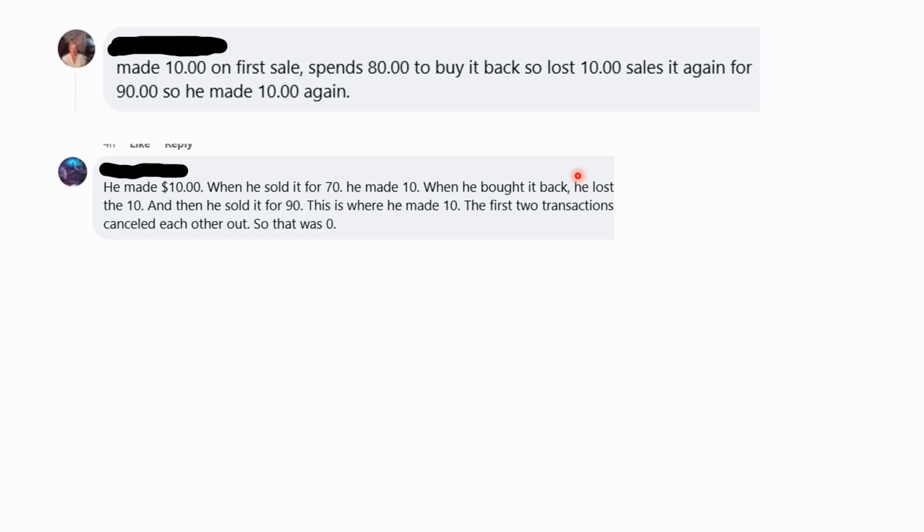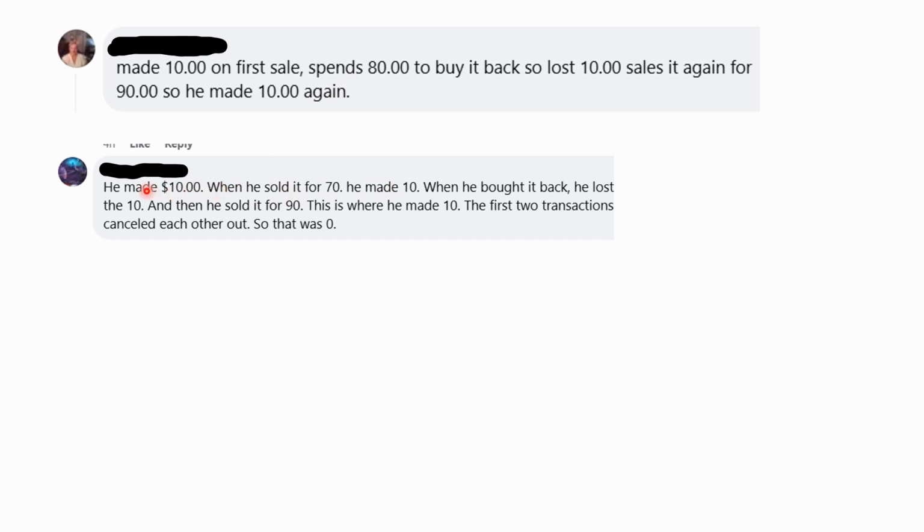I see $10. A lot of people are saying you only made 10. This is probably the most common answer that I see. Made $10 in the first sale, spends 80 to buy it back, so lost $10, sells it again for 90, so he made $10 again. Okay, now I may have misread this one, because maybe they're actually saying 20, because yeah, you did make 10 on the first sale and you made $10 on the second sale, so it would be a total of 20. This came out kind of not very clear.